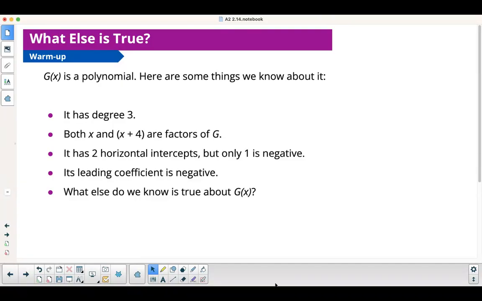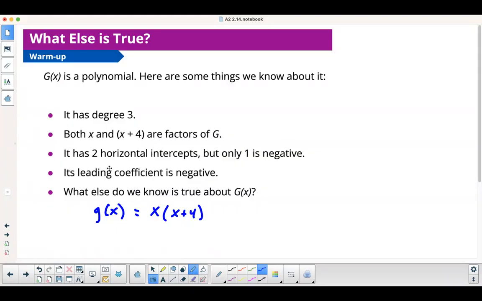Okay, if you want to pause the video and see if you can try this on your own, go ahead. I'm going to walk you through here. If it has a degree of 3, let's think here, g of x. If I have x times x plus 4, because we know these are 2 factors, this would only give me x squared. So I'm going to need another factor.